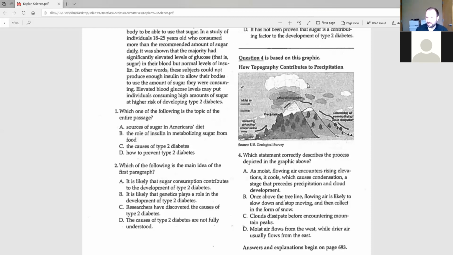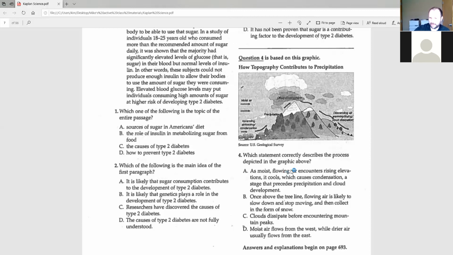But also, there's nothing on this chart that shows us anything about slowing or stopping. And then finally, then collect in the form of snow. There's nothing in here about snow other than the picture of these tops of these mountains is covered in snow, right? But this is a pretty rudimentary drawing. So B, C, and D just don't stand up to any scrutiny. And A is the only one that makes any logical sense after you look at it.